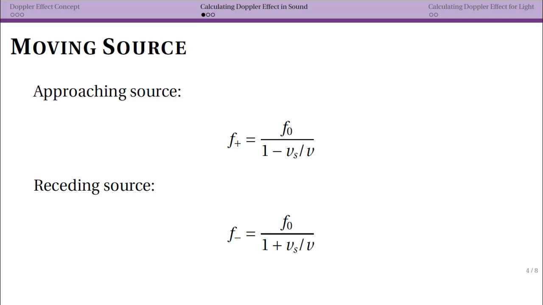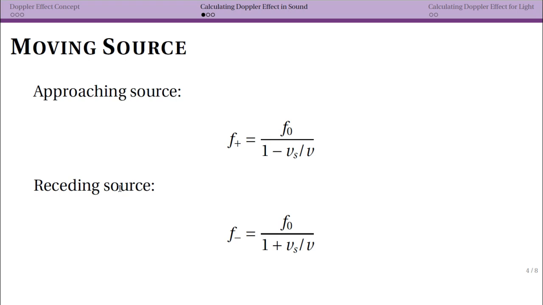So if we go through and actually do out the calculation, we can get to two equations which tell us the detected frequencies in terms of the original frequency and then two speeds. Now notice that the equations are slightly different, and this is whether the source is approaching you or receding from you. So this is getting closer, this is getting farther away.